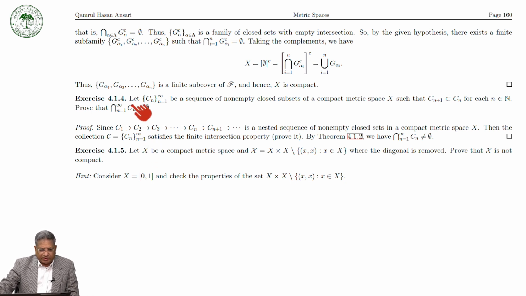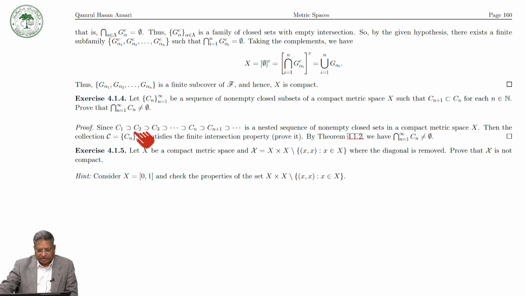The next exercise we take: let Cn, n runs from 1 to infinity, be a sequence of non-empty closed subsets of a compact metric space X such that Cn plus 1 is a subset of Cn for each n. Then prove that the intersection is non-empty. So this we have to prove. Let's see what the meaning is. Cn plus 1 is a subset of Cn, so C1 contains C2, C2 contains C3, and Cn contains Cn plus 1 and so on.